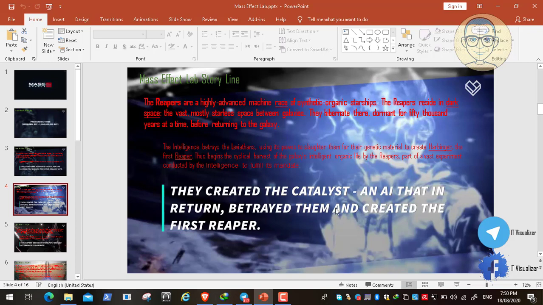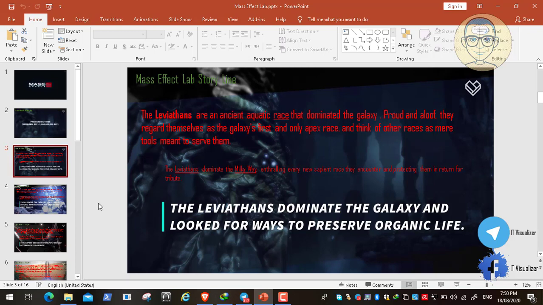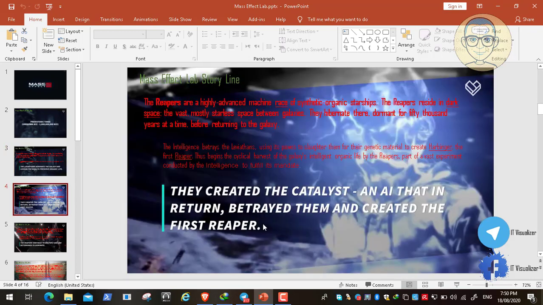Anyway, after creating the first Reaper, the Reapers rebelled against the Leviathans. So they betrayed them. The Leviathans were enslaved and betrayed by the Reapers, as the AI, the artificial intelligence called the Catalyst, created the first Reaper, and the Reapers destroyed the Leviathans, which were the dominant species in the galaxy.